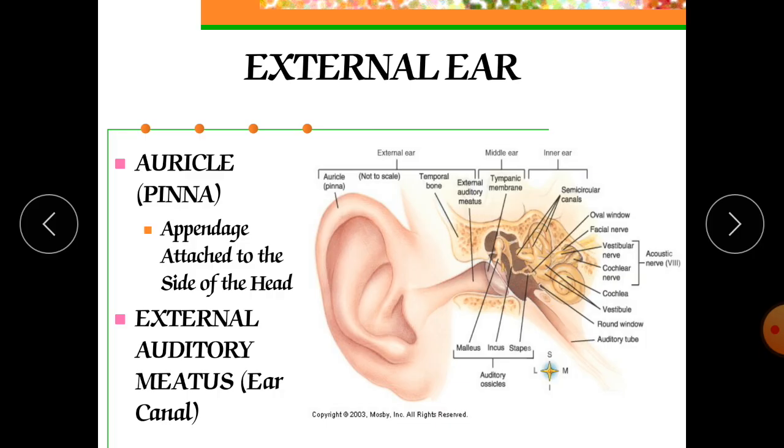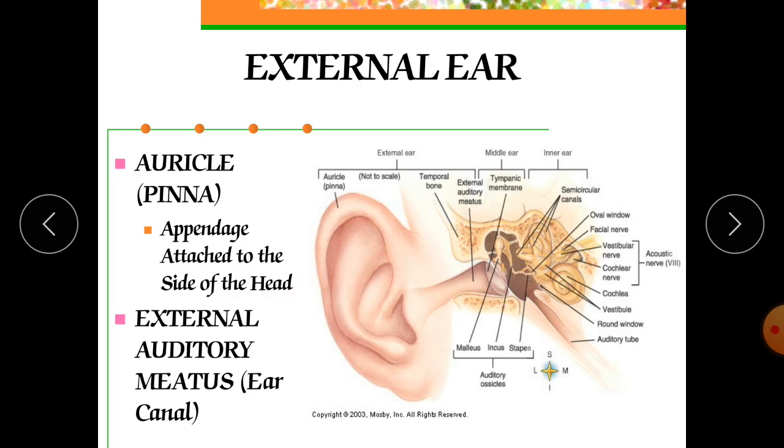External ear. Whatever part you can see from the external side is called the external ear. The external ear includes the pinna, which is also called the auricle. This is the pinna. This is the auditory canal, and this is the tympanic membrane or eardrum. So these three parts make up the external ear.